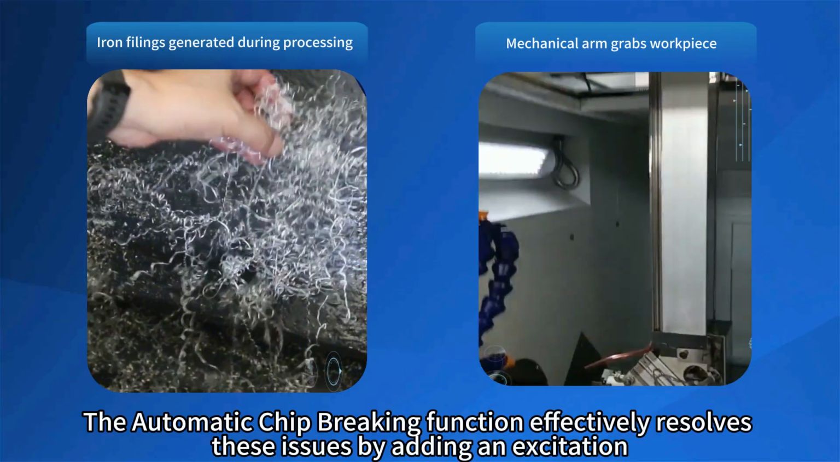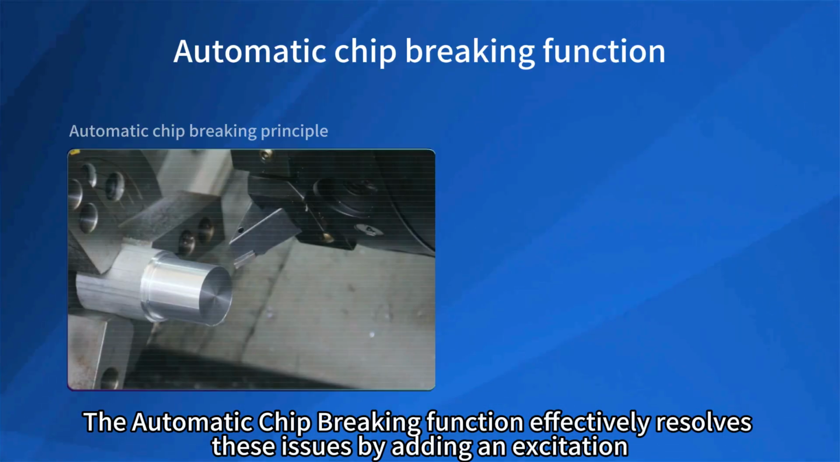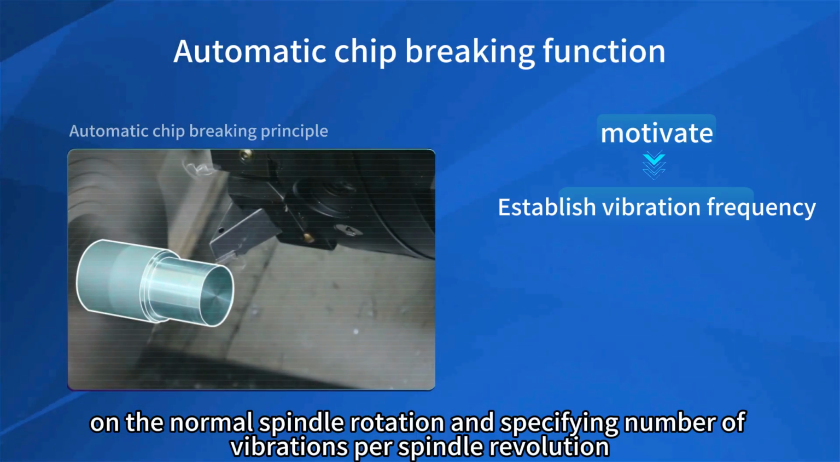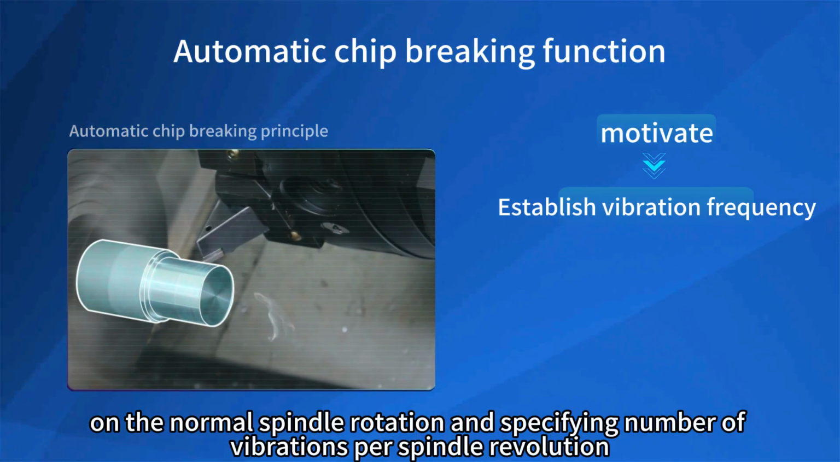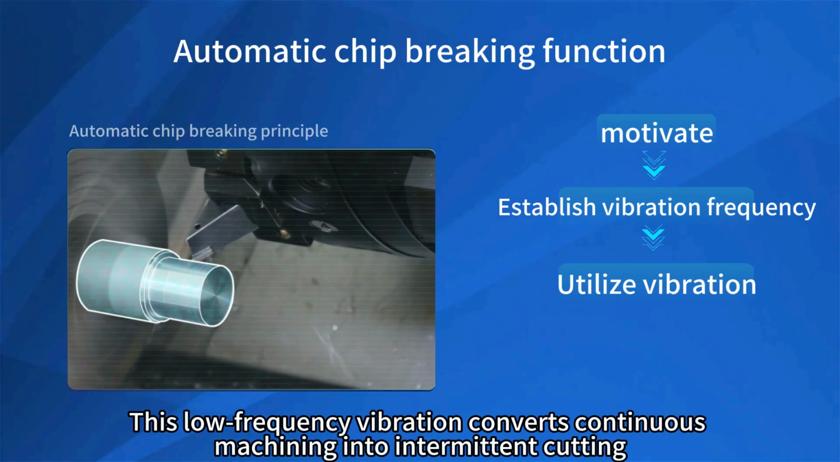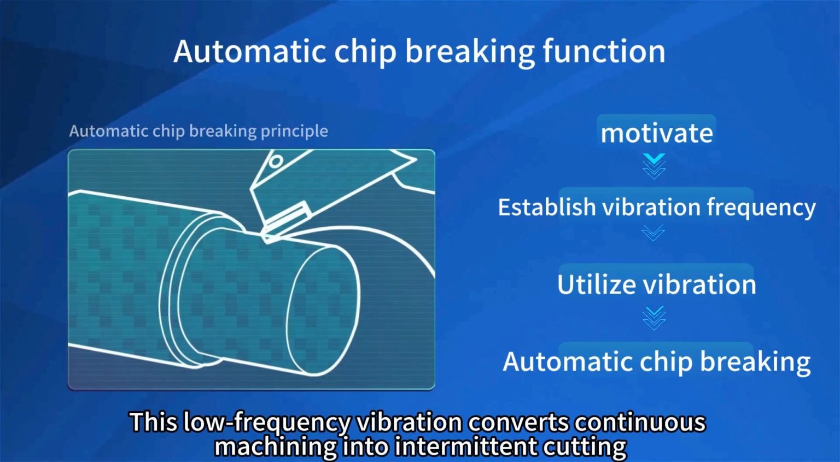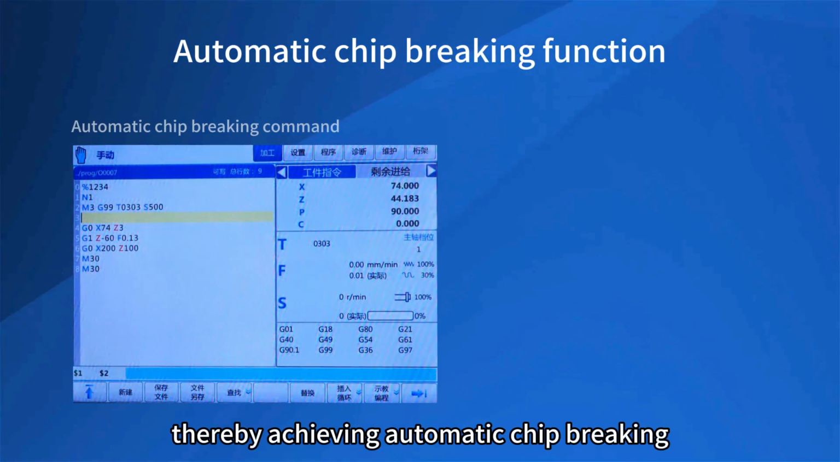The automatic chip breaking function effectively resolves these issues by adding an excitation on the normal spindle rotation and specifying the number of vibrations per spindle revolution. This low-frequency vibration converts continuous machining into intermittent cutting, thereby achieving automatic chip breaking.